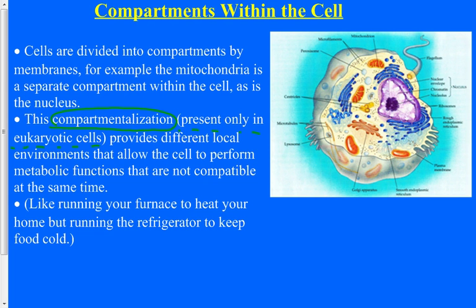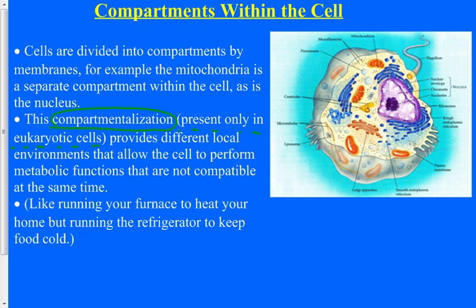So your cell works the same way. It maintains separate environments because then the jobs that go on in those environments have their ideal conditions in which to operate rather than having to have an average. If your cell was a cell with no compartments, it would be like keeping your house at 10 degrees to have a happy medium between all three processes. Your food still spoils, you're uncomfortable, and you can't keep anything frozen. Well, it's not a happy medium. It's somewhere in the middle.